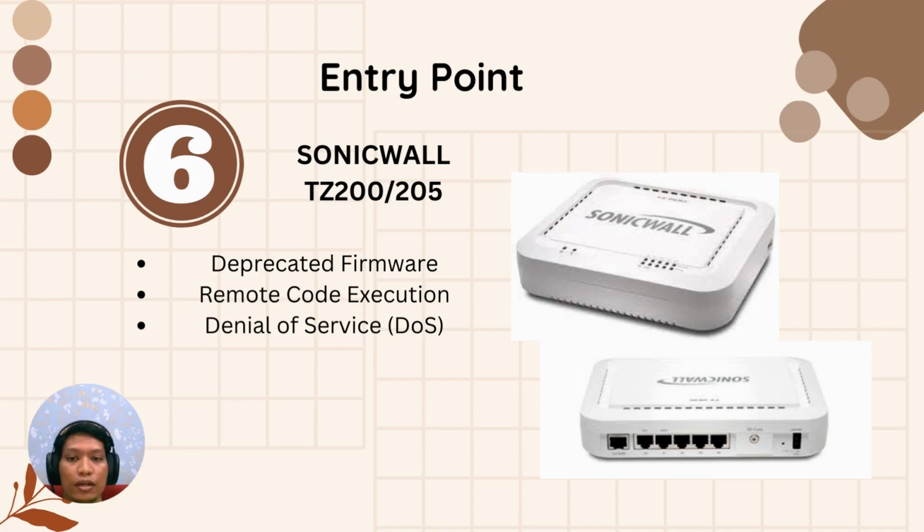The second one is remote code execution, which allows an attacker to execute arbitrary code on a remote system or device. The next vulnerability is denial of service, where a DoS attack could potentially target the device itself or the network infrastructure protected by the device. For example, a distributed denial of service attack could exploit a vulnerability in a web application behind the SonicWall appliance, rendering it inaccessible.